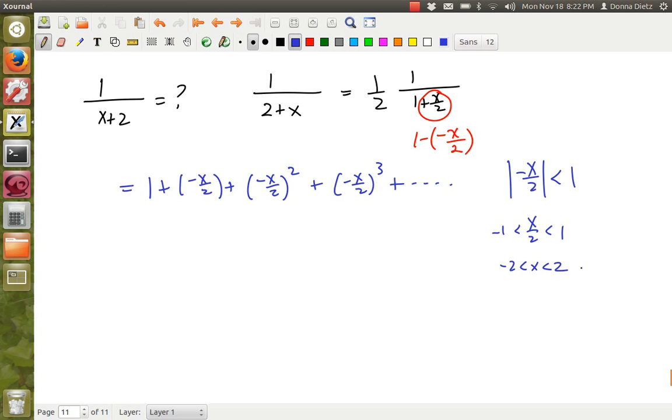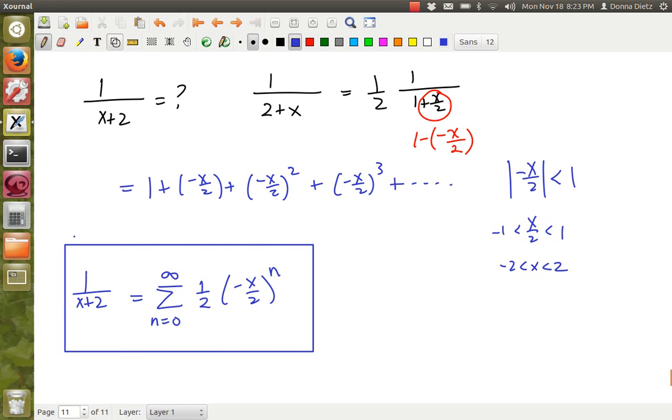Now what do we do? Well, we could just be nice and write this properly. So let's go ahead and do that. Now, this 1/2 right here just comes along for the ride. And then this piece right here, which was playing the role of x, but it's minus x over 2, it just gets placed right here to the power of n. There we go. Okay, voila. Not too bad, right? Not too hard.